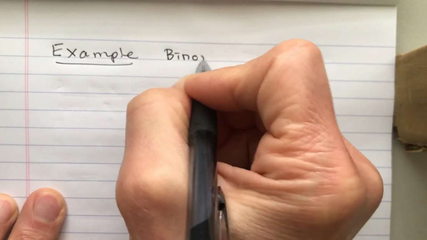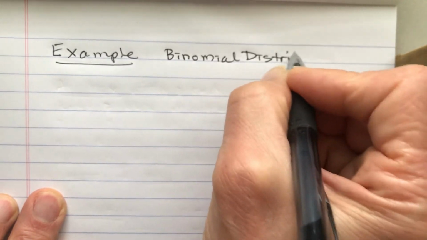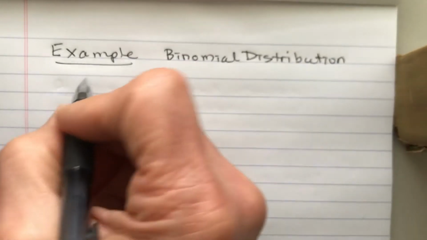All right, so we have this example where we're going to look at the binomial distribution. And for this one, I'm going to solve a problem without using a calculator, or at least set it up.